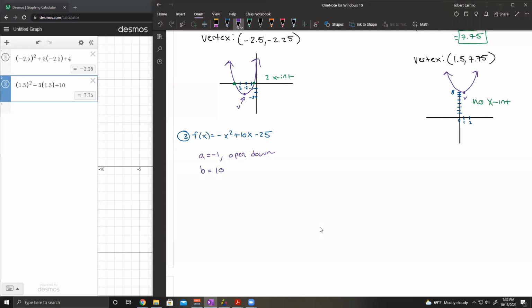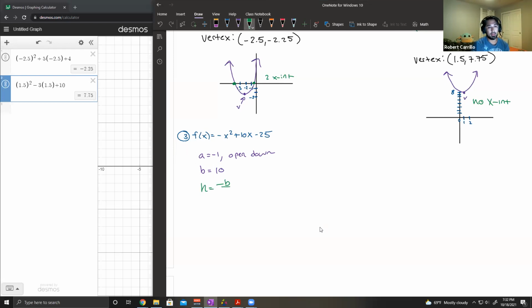What's the value of B? Positive 10. It will become negative with the formula. H equals negative B over 2A. This gives me negative 10 over 2 times A, which is negative 1. You get negative 10 over negative 2, and this gives me 5. There's the H value of our vertex.